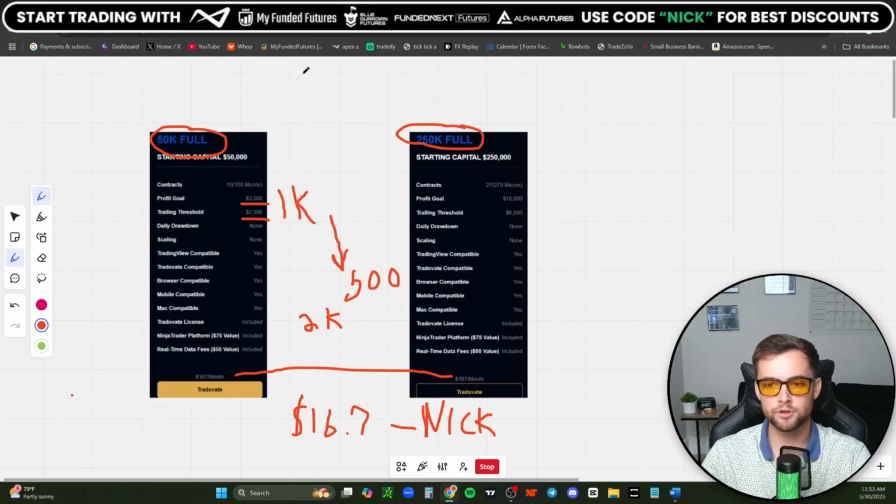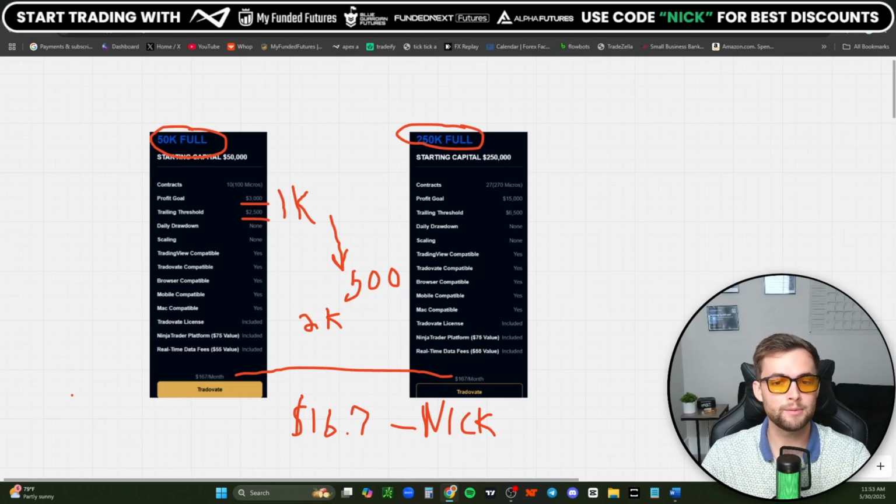So really the main difference between the two is just the leverage and the profit to trailing threshold. Like I say, if you've traded Apex before, maybe go with the 250Ks and get the extra $1,000 payout per account. Or if you're brand new to trailing intraday, maybe do the 50K.